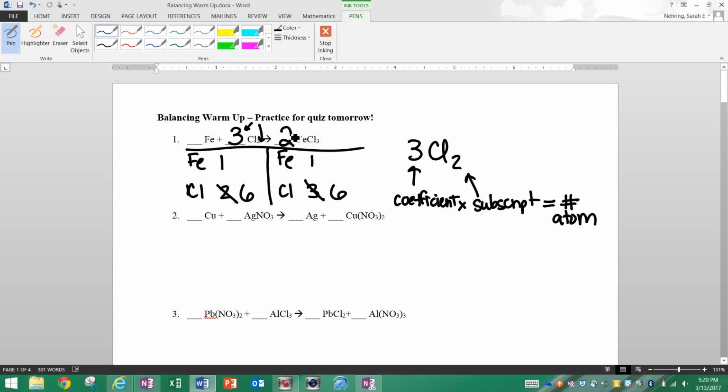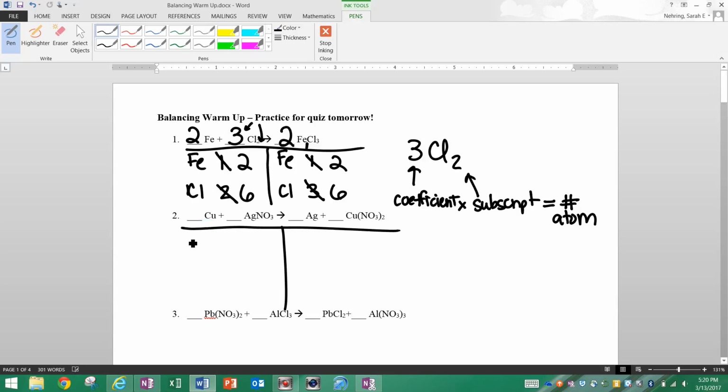And then for iron, it's 2 times 1. If we don't see a number, it's like there's a 1 there. So 2 times 1 is equal to 2. So now I need 2 irons. Over here on this side, I'm going to put a 2 here. 2 times 1. Now I've got 2 irons. So yay, now I'm balanced. I've got 2 irons on each side, 6 chlorines on each side. Alright, let's look at this next problem.